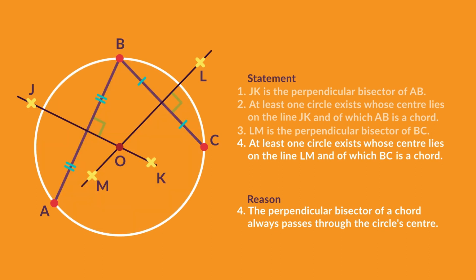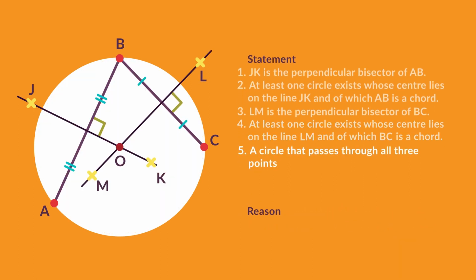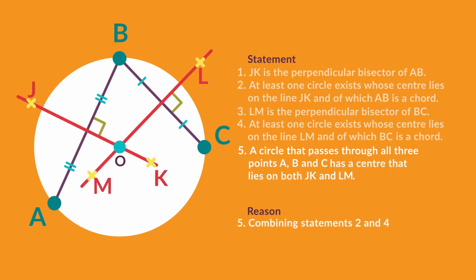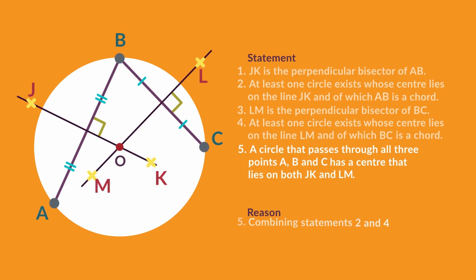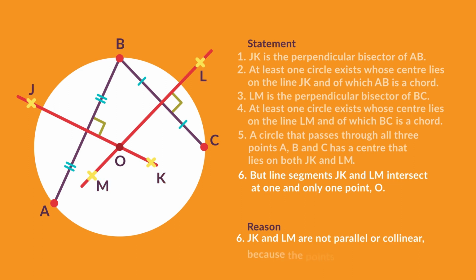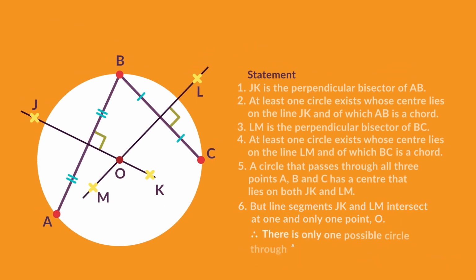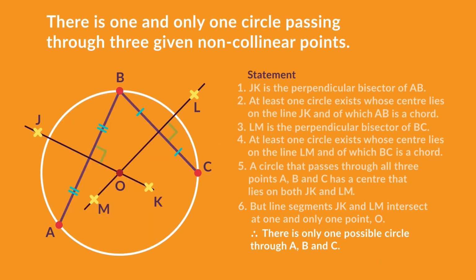Right then, we know a circle passing through AB has a center on JK, and a circle passing through BC has a center on LM. So if a circle passes through all 3 points, A, B, and C, then the center must be on both JK and on LM. But we know that the line segments JK and LM intersect at one point only. Remember, we know that JK and LM are not parallel or lying on the same line because they are perpendicular to AB and BC, which are not on the same line. Therefore, we know that there is one and only one circle going through all 3 points.